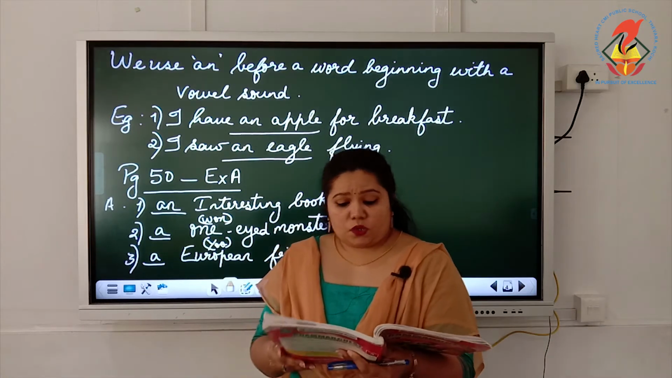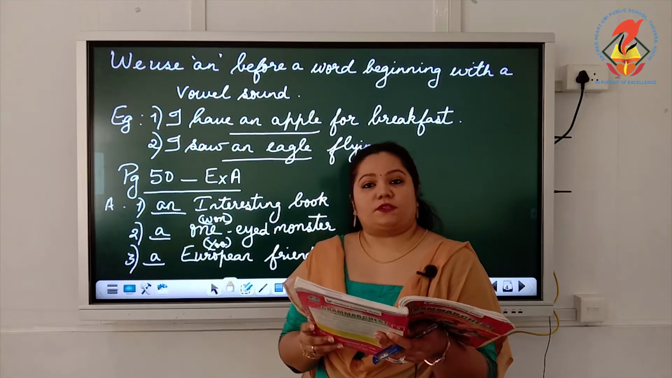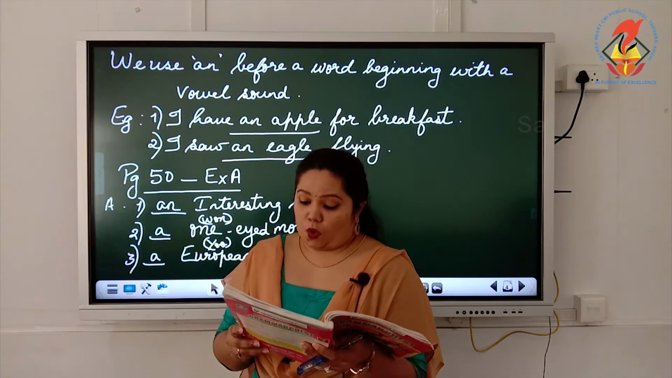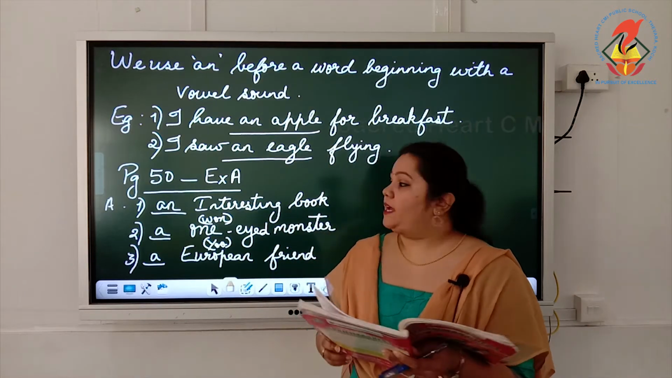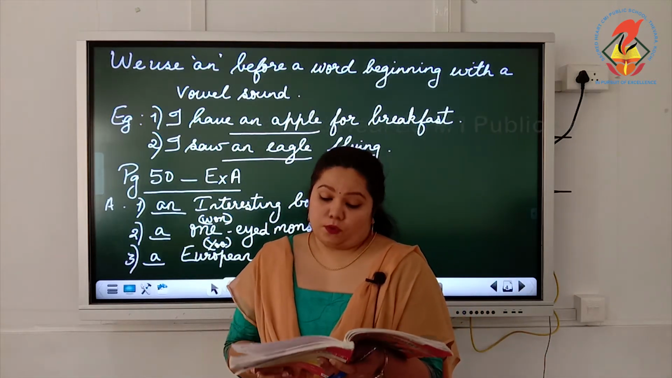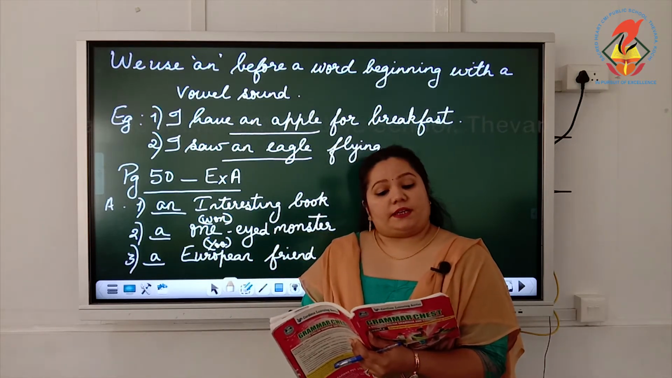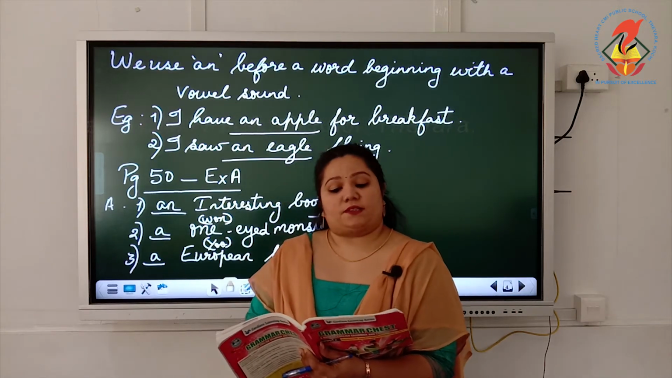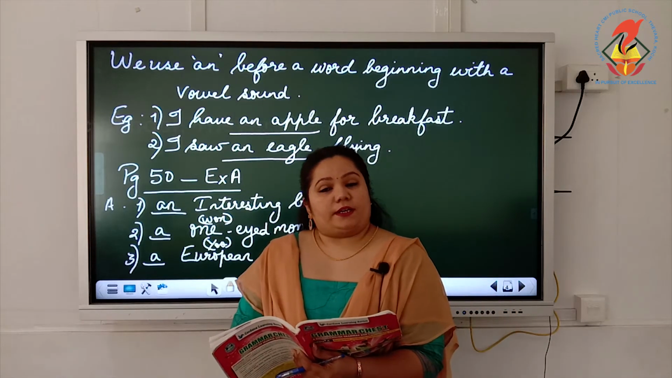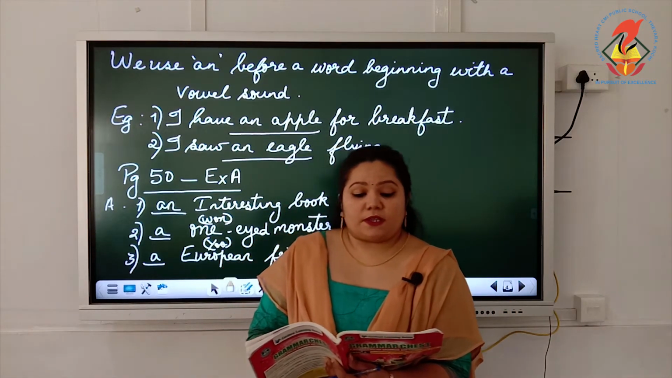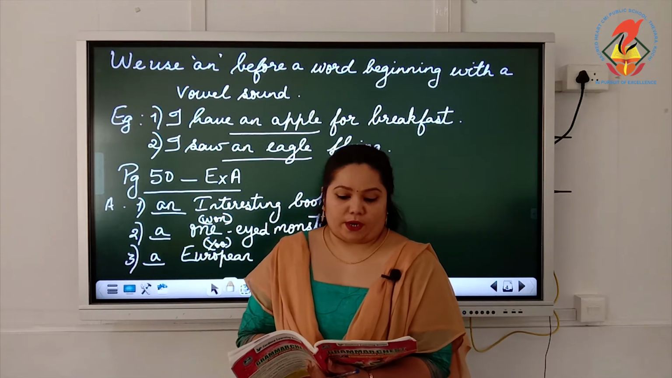Okay. So we also write an honorable man. An honorable man because HO is pronounced as O in a vowel sound. So we use it as an honorable man. Okay. So article a is used with countable and singular nouns beginning with a consonant sound. And article an is used with countable and singular nouns beginning with a vowel sound. Okay, I hope you understood that.